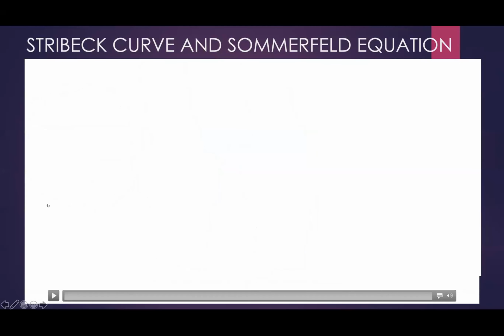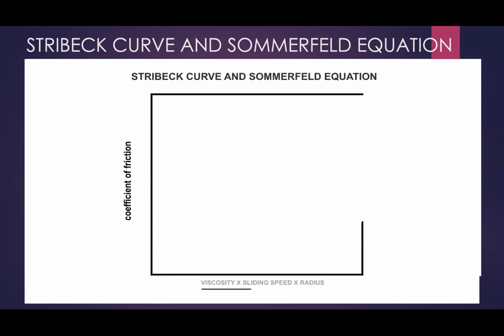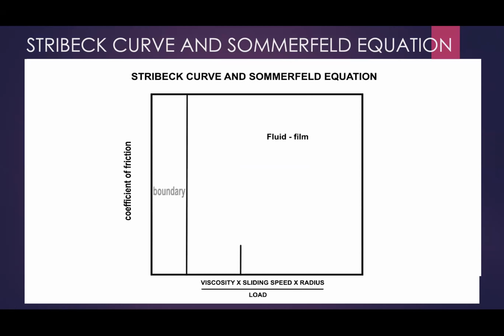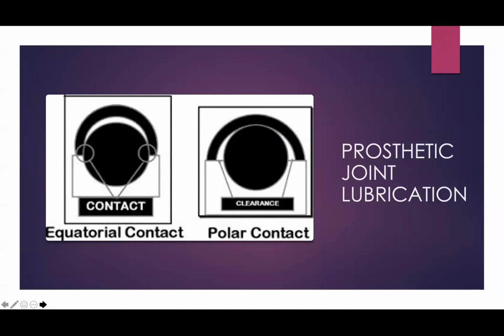And I mentioned the dynamic between fluid film and boundary lubrication. And we define this by something called the Stribeck curve, which you can see here, and also the Sommerfeld equation, which is below. And what you find is that basically when the coefficient of friction is pretty high, you get mainly boundary lubrication. As it gets lower, you start to get more fluid film lubrication. So that's known as the Stribeck curve. And you might be asked to draw that in the exam.